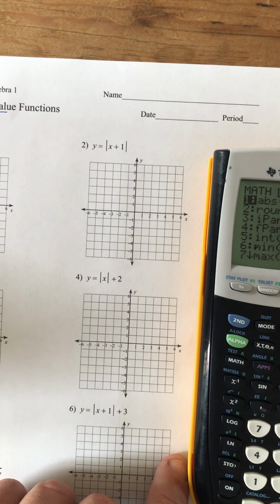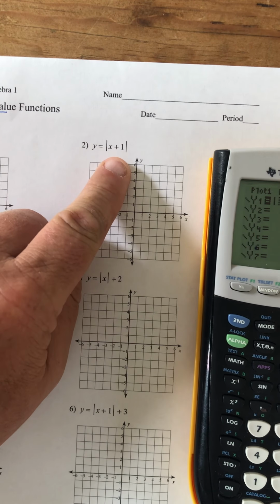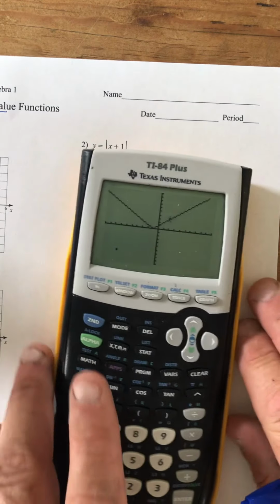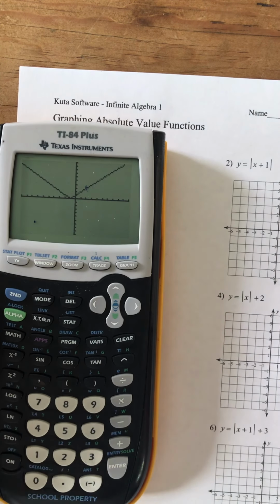And number 1 is my absolute value. So I'll plug that in. Now it gives me my brackets I can plug in. In this case, I'm going to plug in x plus 1. And I can graph that to see what this graph looks like. Okay, to get to my chart, I'm going to hit second.